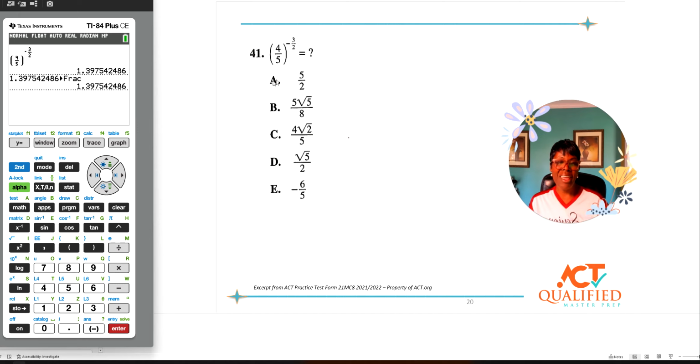1.397542486. The technique is that we usually want to start with the middle value. I'm not certain why this is the case, but we can almost always get into the test writer's mind. This is a very useful technique. You want to start with the middle value first, especially if the answer choices are ordered from least to greatest, and we can see here that they are. So go ahead and try answer choice C.